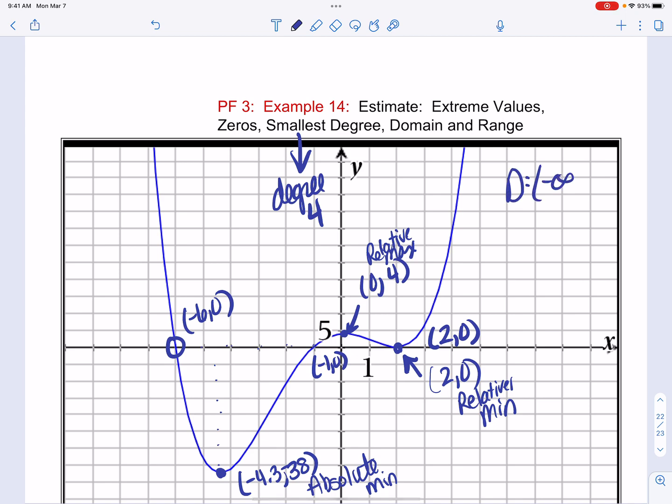My domain would be negative infinity to infinity, and my range would be about what, negative 38 to infinity.